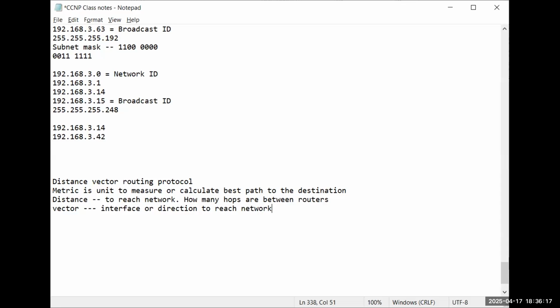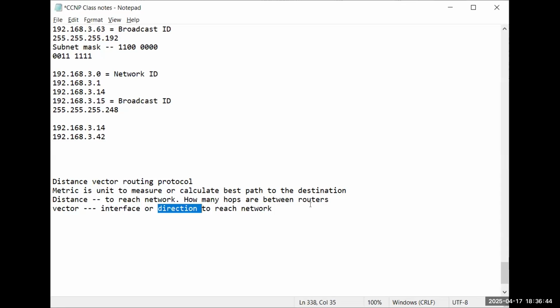So together, distance vector uses the metric as distance, such as number of hop count. And vector is nothing but the next router's IP address used to reach the destination. So the direction, either the next hop IP or the exit interface, means the direction to reach the network. This is how the distance vector routing protocol works.